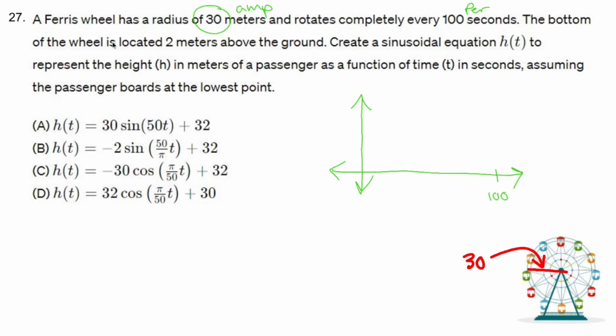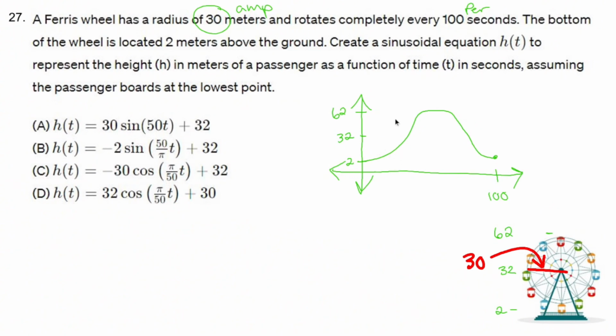The bottom of the wheel is located at 2 meters. Okay. 30 meters is the radius. So at the very middle of everything, if this is 2, we're at 32, because 2 plus 30 is 32. And at the very top of everything, we're at 62 because 32 plus 30 is 62. So 2, 32, 62. We start at the bottom, just like Drake, and then we make our way up and come back down with that perfect picture right there.